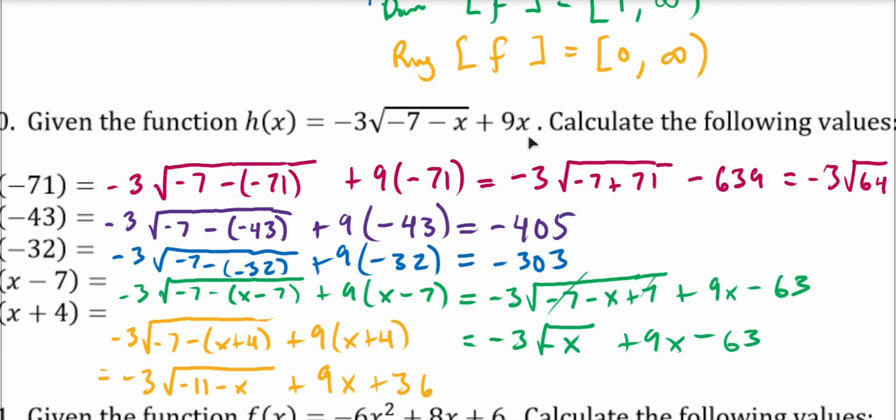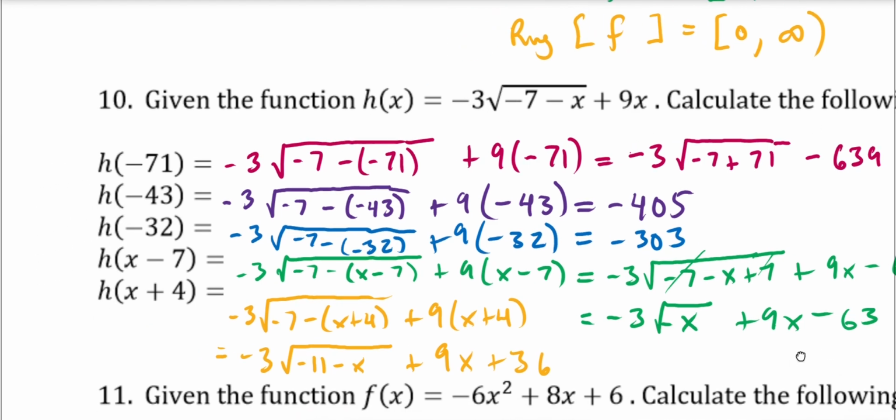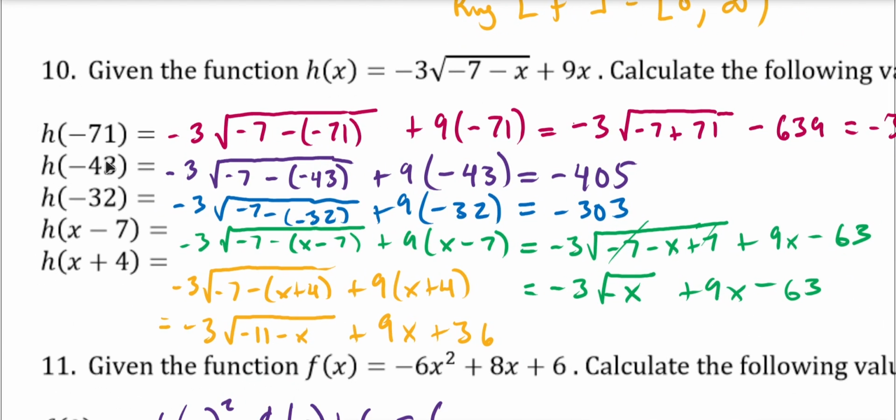Here we've been given a function h of x, and we're asked to calculate certain values. All that would be required in order to do this is to replace our x with whatever we see inside the parentheses here. For example, in this function, we have -3 times the square root of -7 minus x, then plus 9 times x. So everywhere I see an x in this first problem, I'm going to put -71.